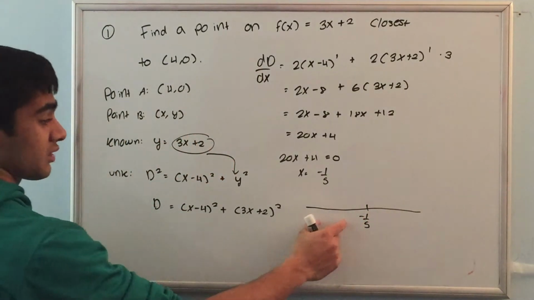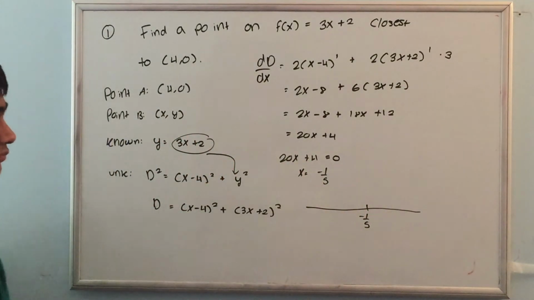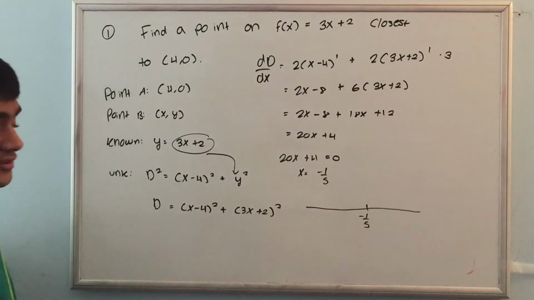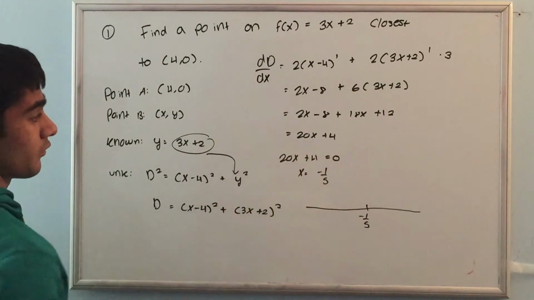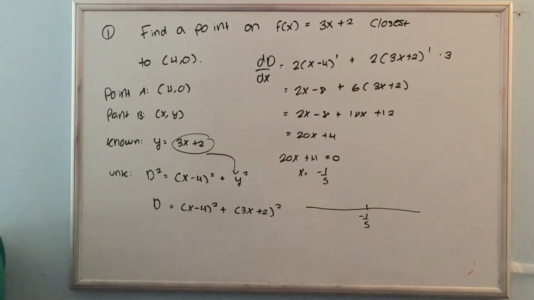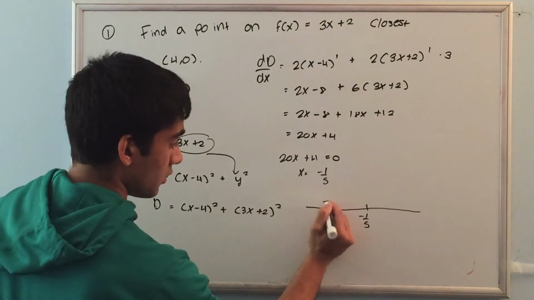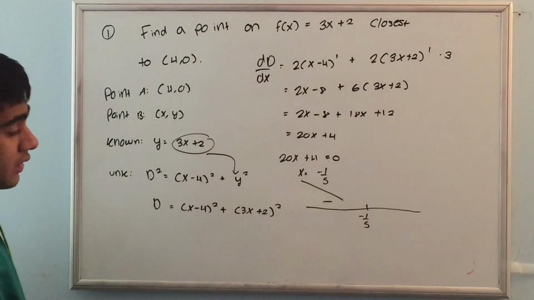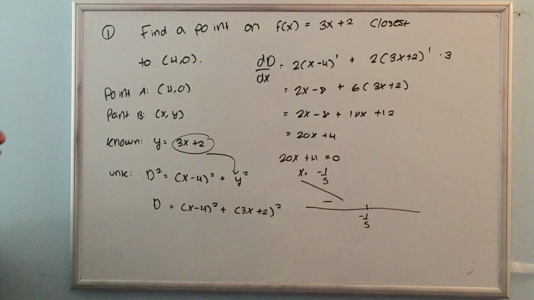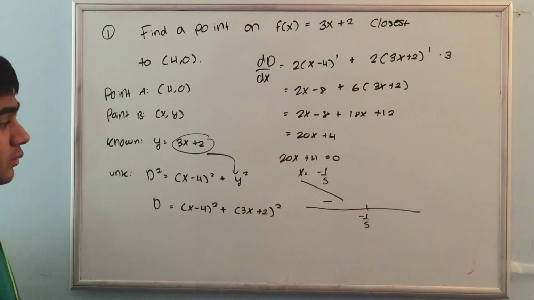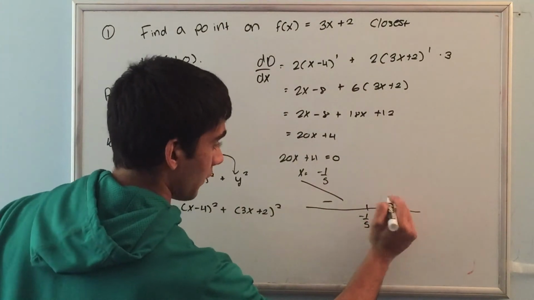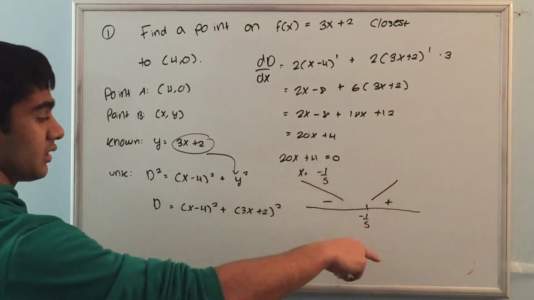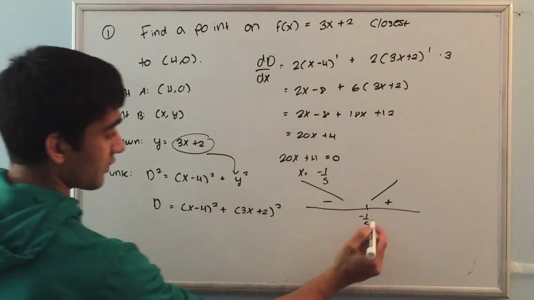Remember, we have to test a point left and right of it in this equation, and we have to look at the signs. Let's say we pick the number left of negative 1/5, let's say negative 1. If we plug it into the derivative equation, we get 20 times negative 1 plus 4, which is obviously a negative number, so we can draw a negative sign and a down-sloping line. If we pick a number right of negative 1/5, let's say 0, and we plug it into the derivative function, we get a positive number, so we can draw a positive up-sloping line. Notice that it makes a V. So in this case, negative 1/5 is actually a minimum.